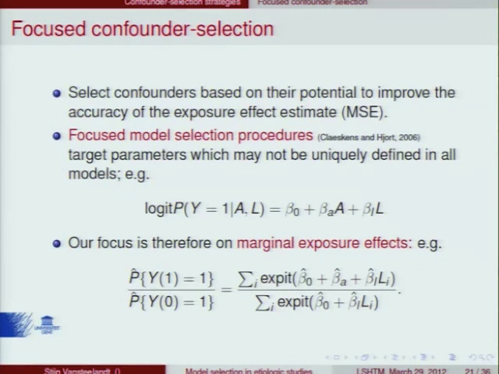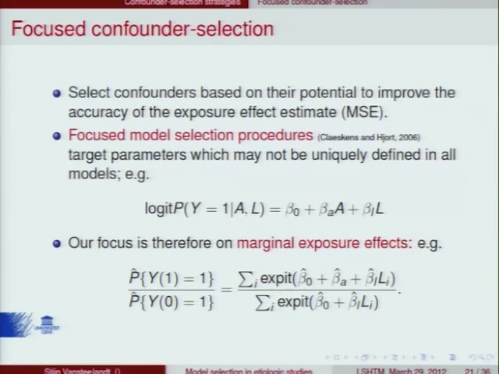And this is not a new idea. It was the key idea in this JASA discussion paper, which talks about focused model selection procedures, for instance applied in the context of logistic regression, where people try to figure out what covariates we need to control for in order to minimize the mean squared error of the exposure effect. A potential problem with these procedures as they were originally proposed is that the meaning of this coefficient is really changing depending on what covariates you control for. This is because of non-collapsibility.